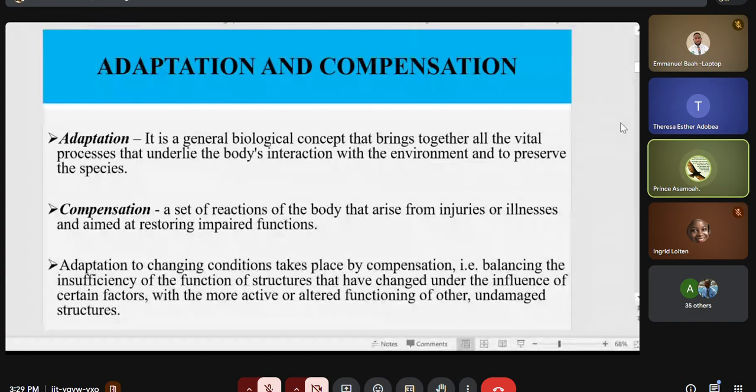Okay. So you realize that the muscles in the lower limbs of that person, because they are not being used, there's a tendency that they will die. Because it has the tendency to die, the body must act fast.